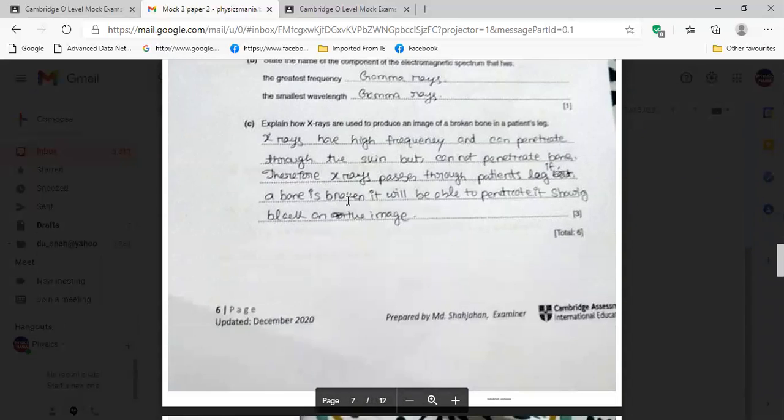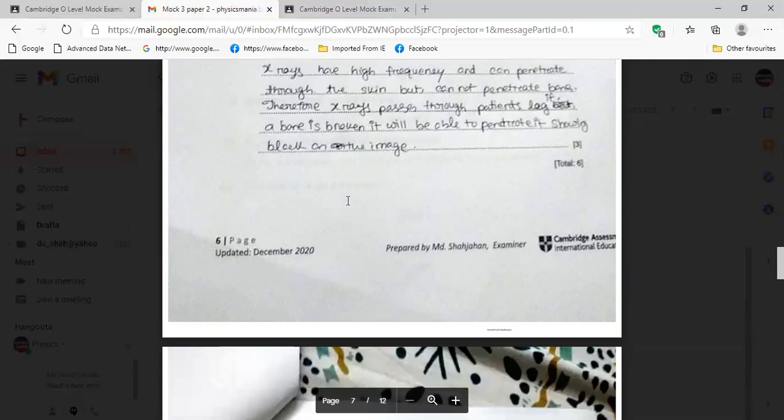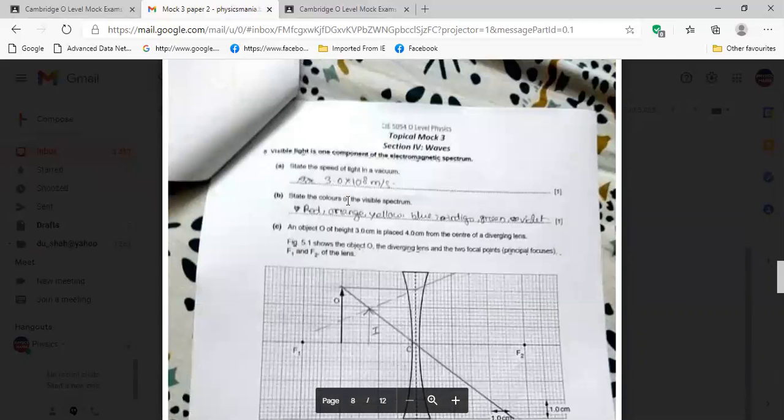Explain how X-rays are used to reproduce an image of a broken bone in a patient's leg. Yes, correct. State the speed of light in vacuum, that is 3 into 10 to the power 8. Red, orange, yellow, green, blue, indigo, violet. VIBGYOR. Yes, sir.